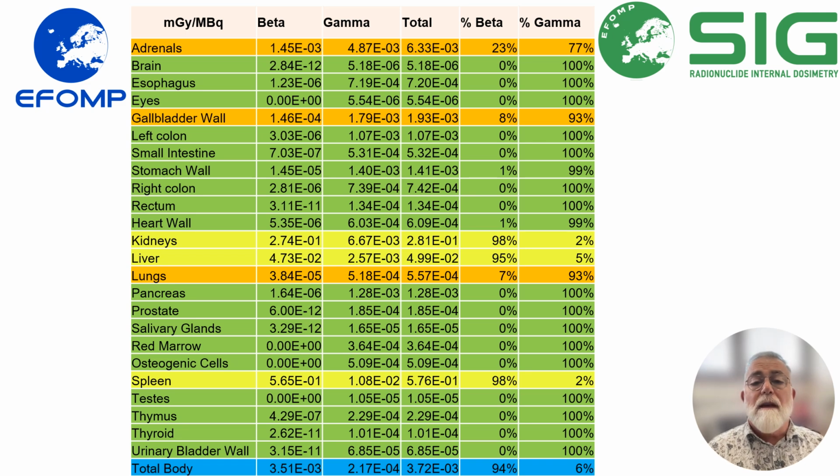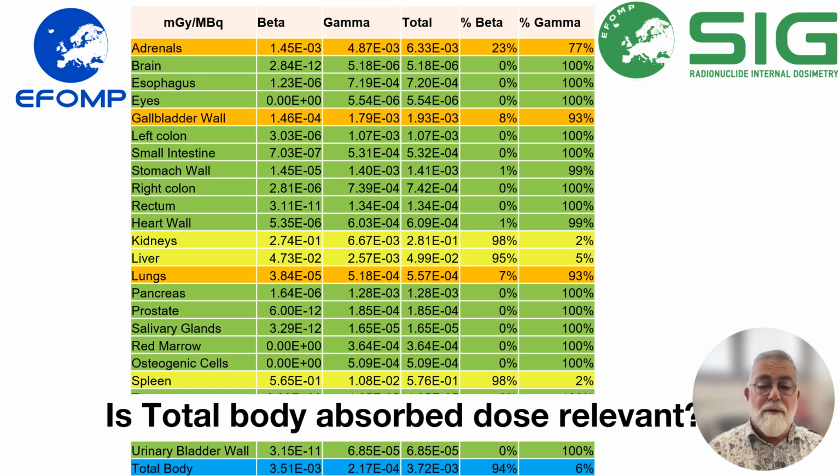So here are the results obtained with Olinda version 2. I just mentioned that there's a computation of a total body absorbed dose, which is just the weighted sum of all the absorbed doses. So I'm not 100% sure this is really relevant. It wouldn't be relevant in the context of therapy anyway. So it's just a number, basically.